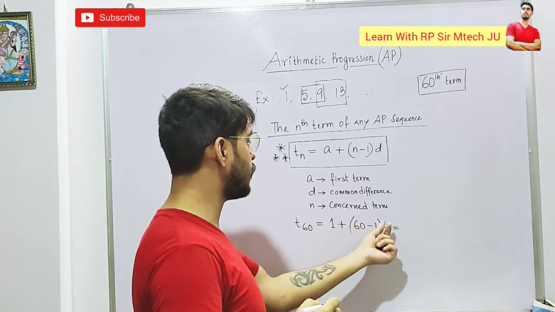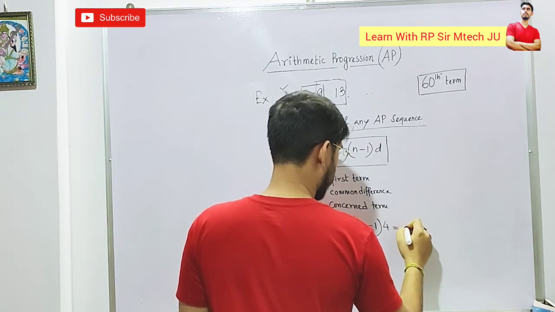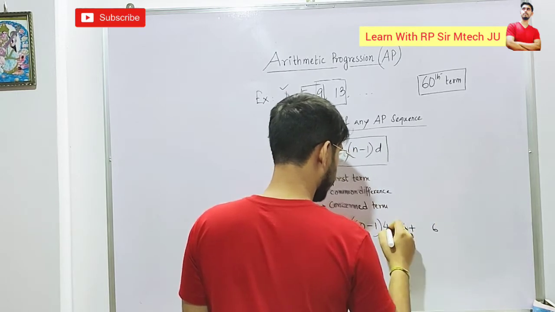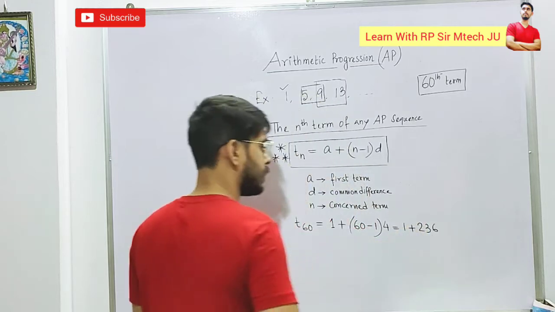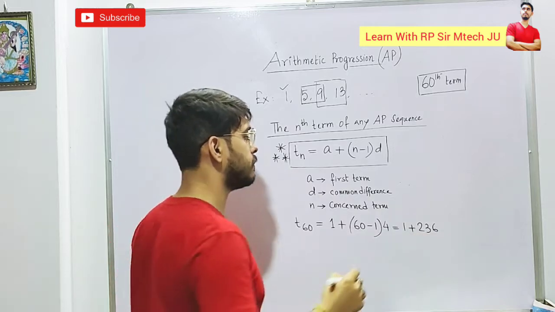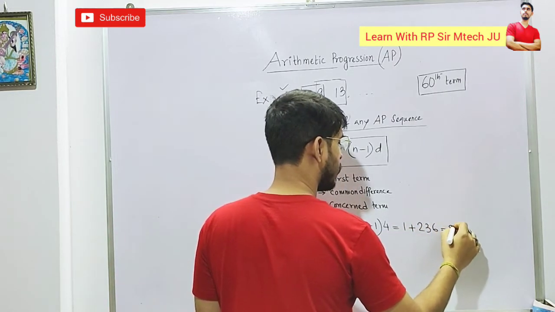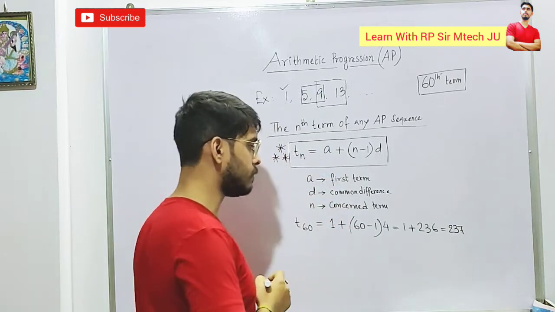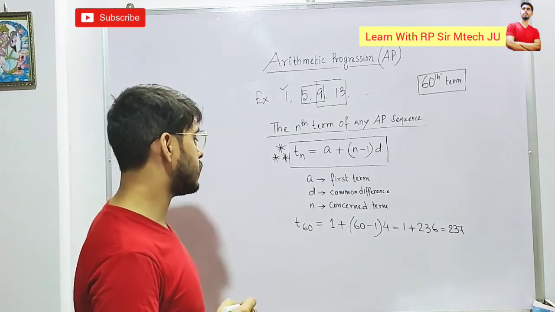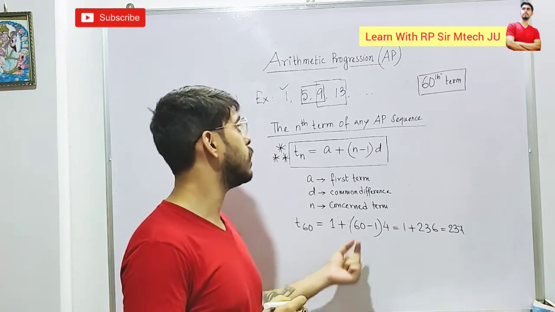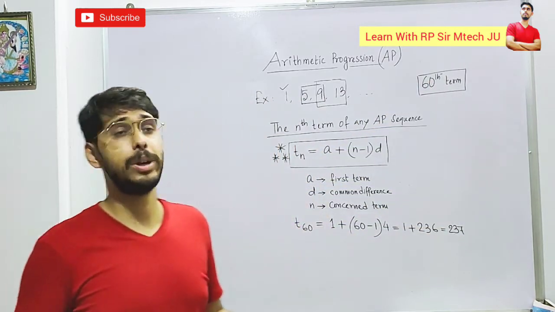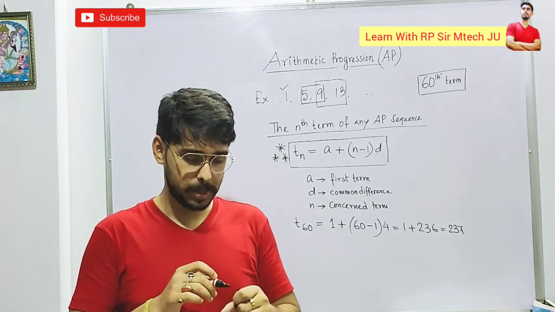So this is 59 into 4 plus 1. So that will be 1 plus 236. I hope the calculation is right. Just check it. So 236 plus 1, the answer will be 237. Okay, so 237 is the 60th term of this AP. So when you go to the 60th term, you will find that that is nothing but 237. So in this way, we can find out the nth term of the AP sequence.